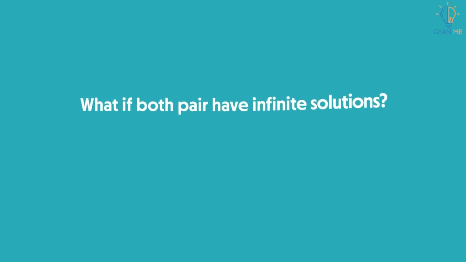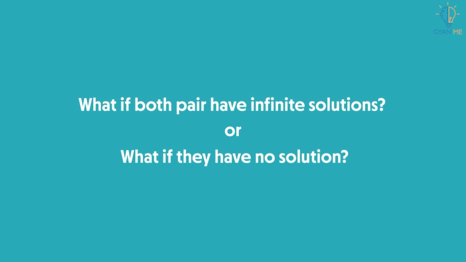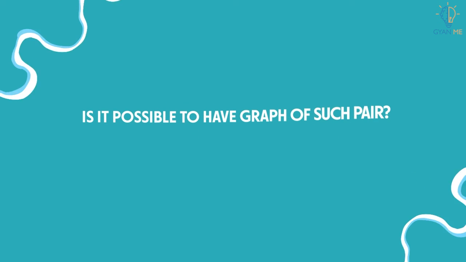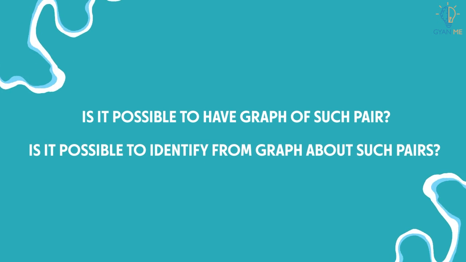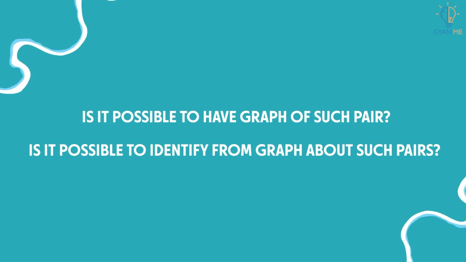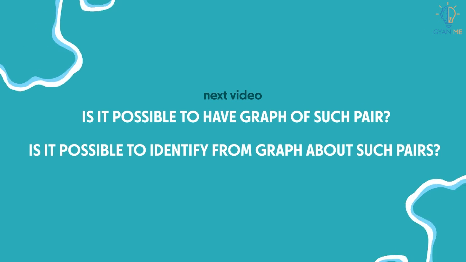But what if both pairs have infinite solutions? Or what if they have no solution? Is it possible to have a graph of such pair? Or is it possible to identify from the graph about such pairs? We will see it in our next video.